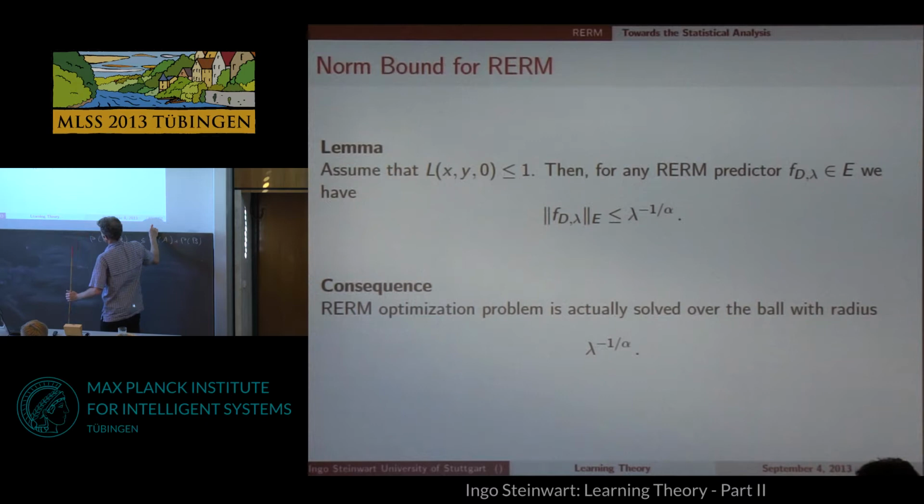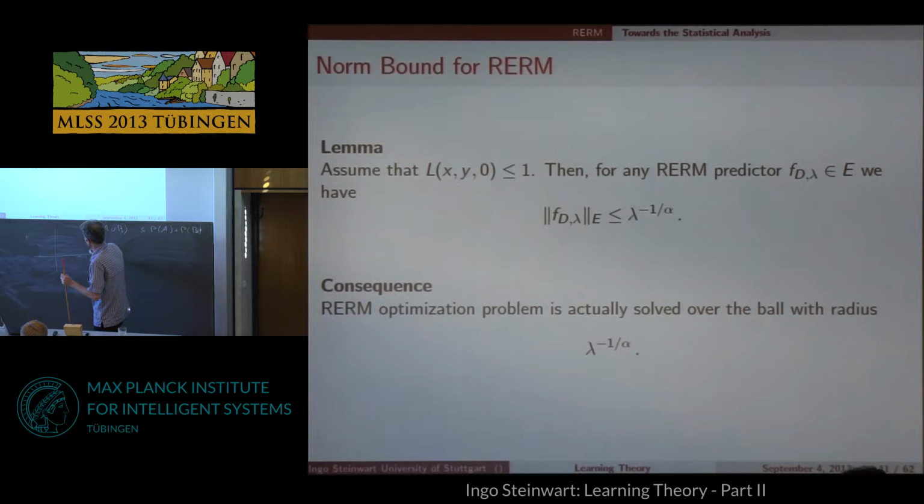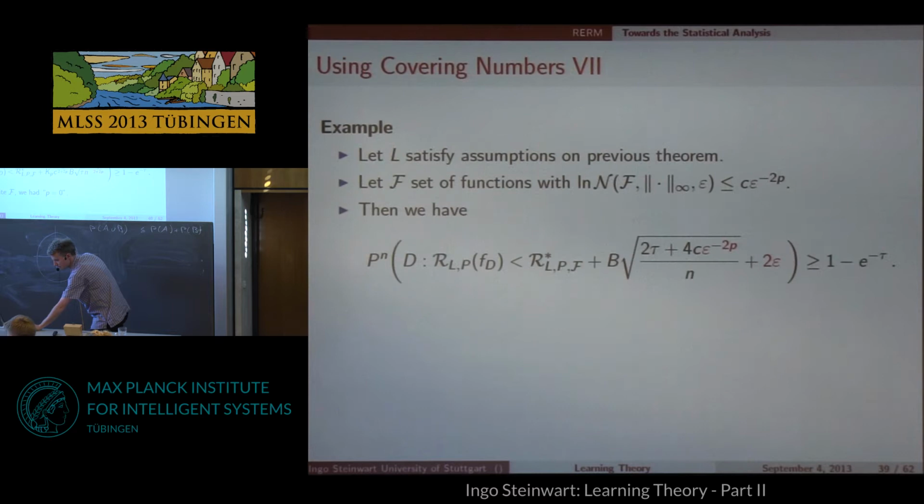In a two-dimensional world, if we try to optimize that optimization problem over the plane, that result says that if we pick a lambda, then instead of considering the entire plane, we only have to consider this ball of radius lambda to the power minus one over alpha. What is alpha? Alpha was the power of the regularization.